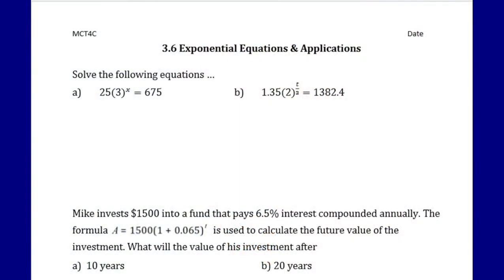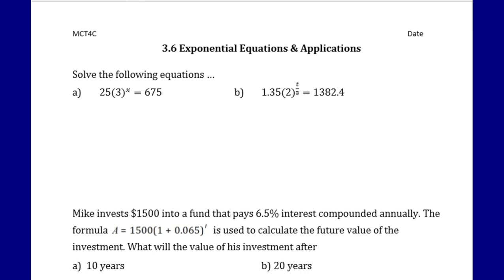In today's lesson, we are going to be looking at exponential equations and their applications. So to start off, I want to solve the following equations. In some cases, we may be given an exponential equation. We might be given what it equals, and we want to solve to figure out what is the x value, or what is the value of the variable.